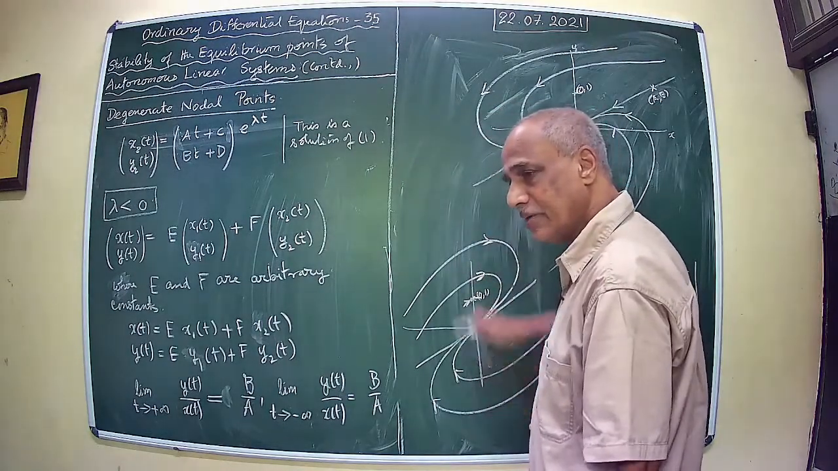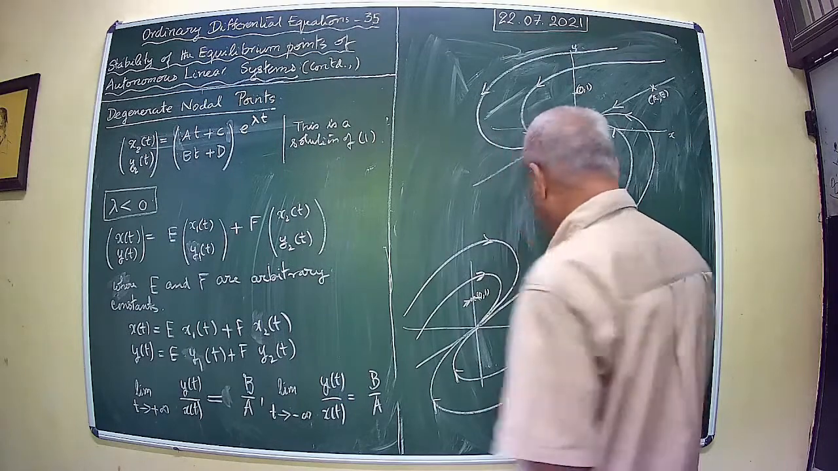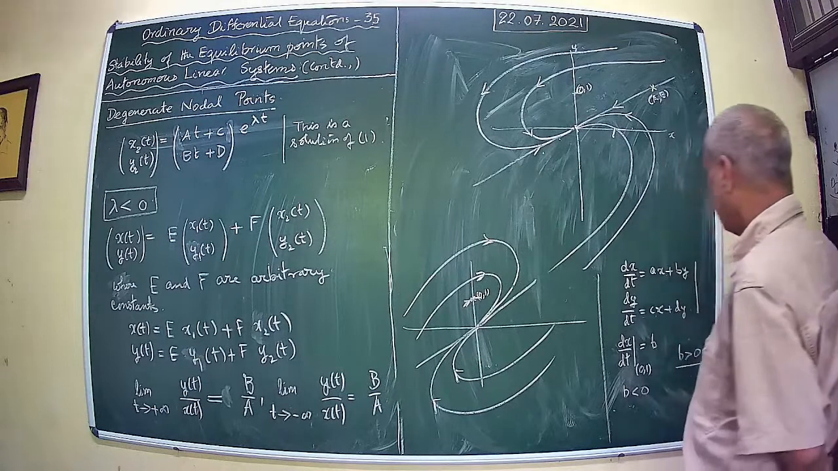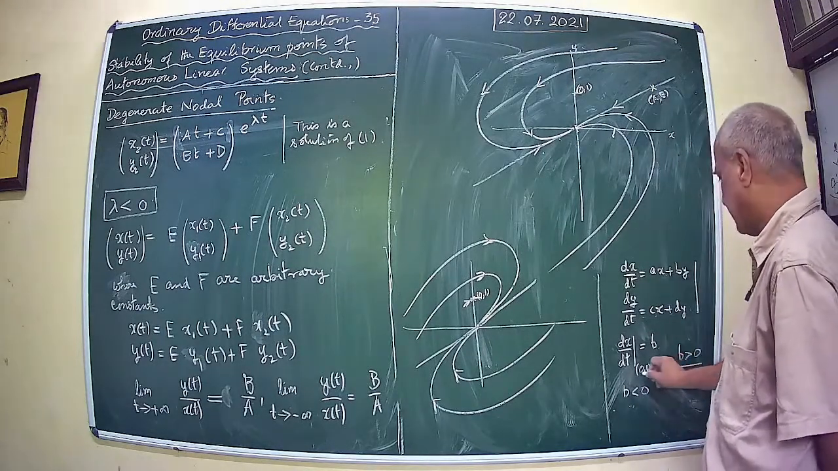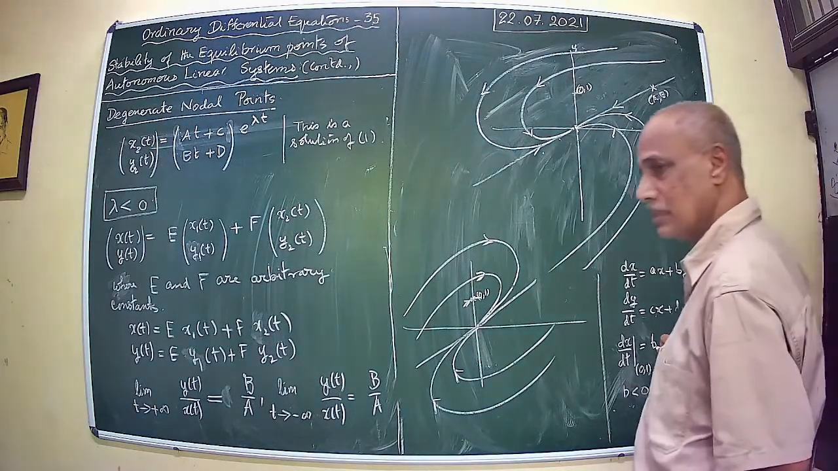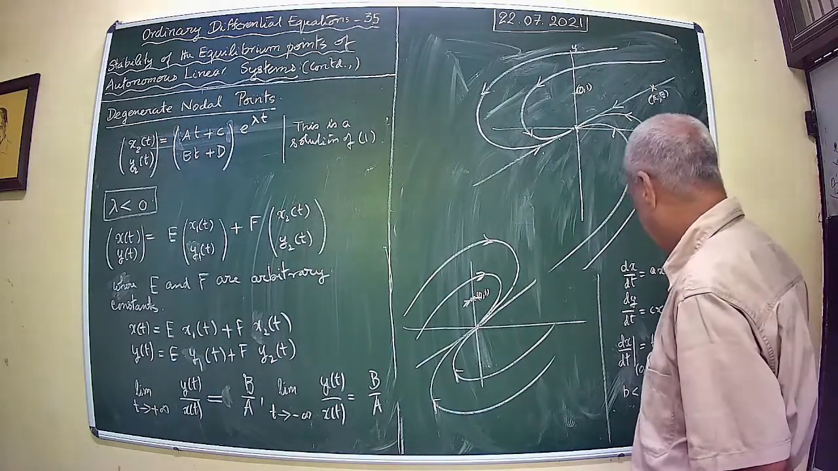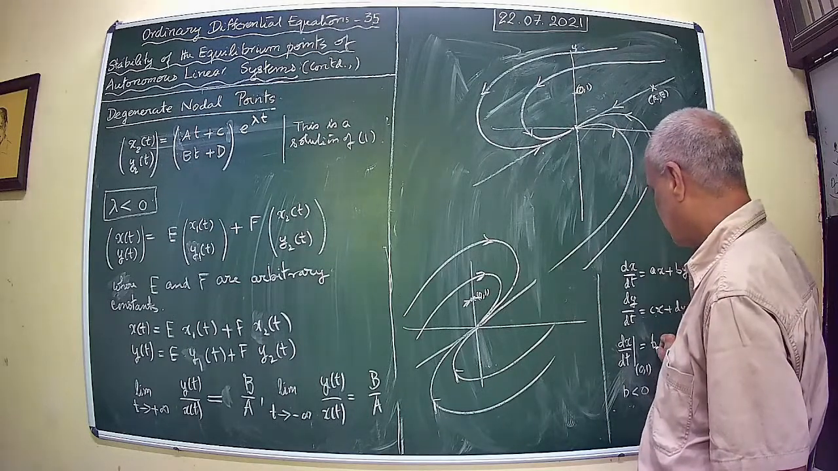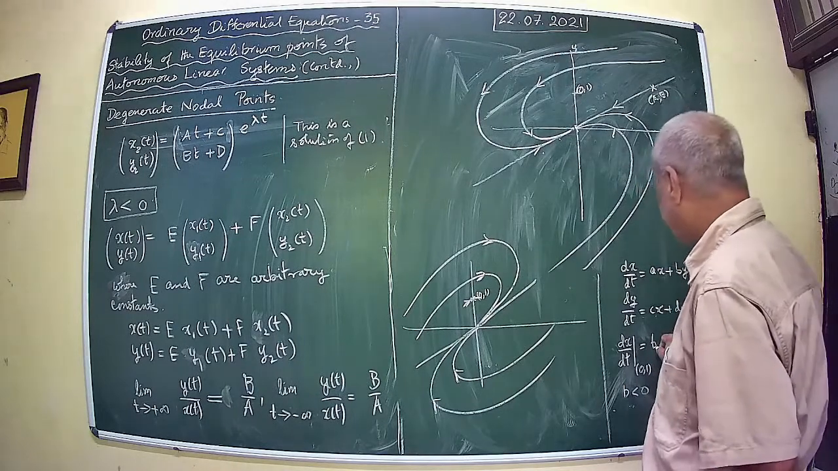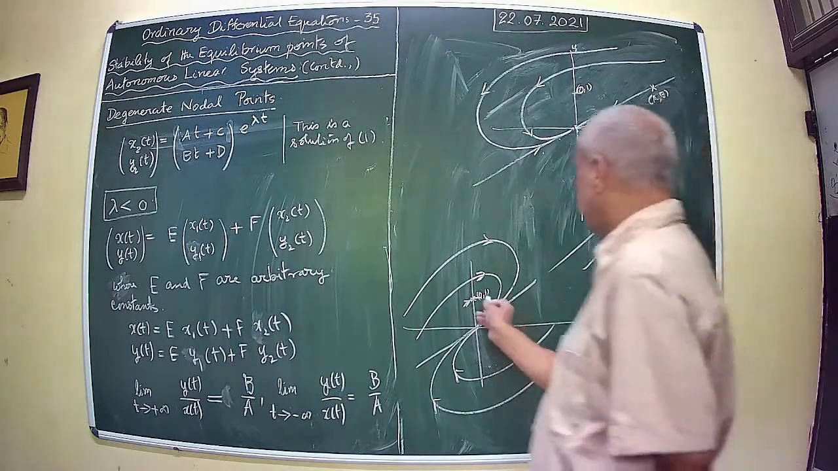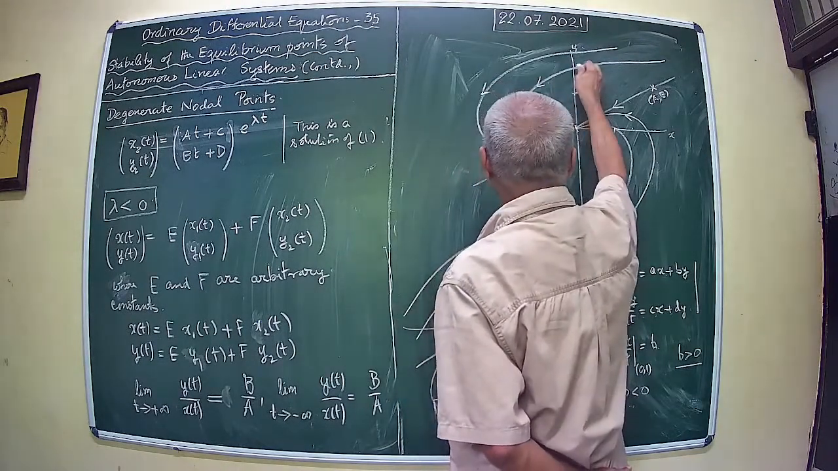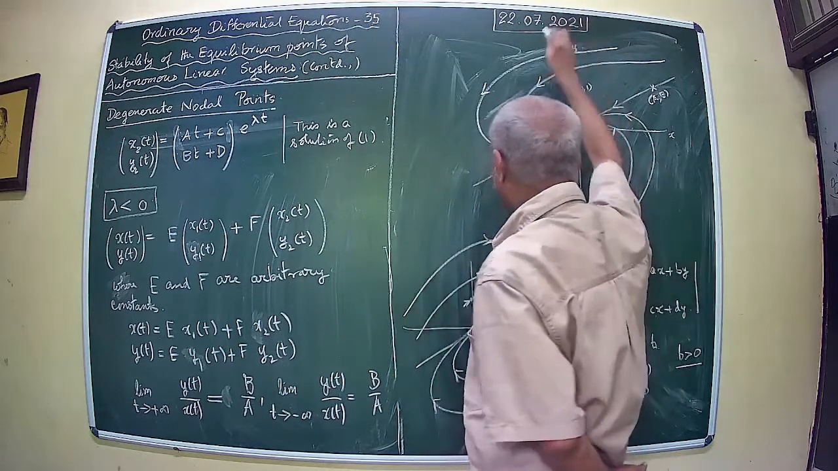The second scenario comes when b is negative. Then what happens? dx by dt at (0, 1) is b, and you get x decreasing. x decreasing means what? You are moving in this direction. That means you cross the y axis along this.